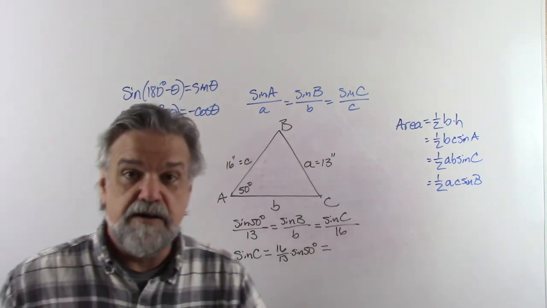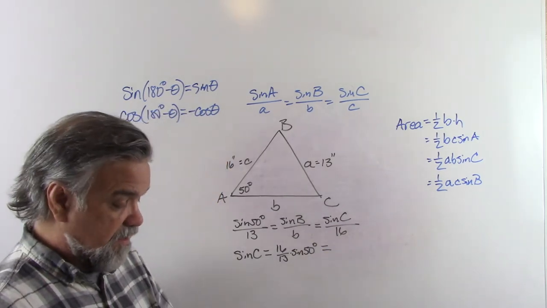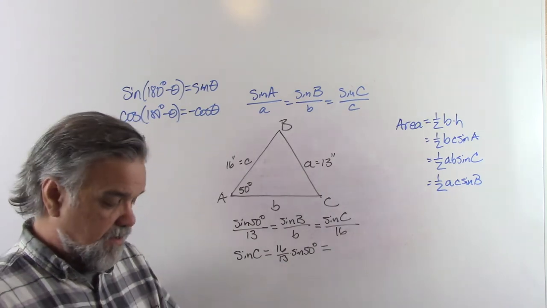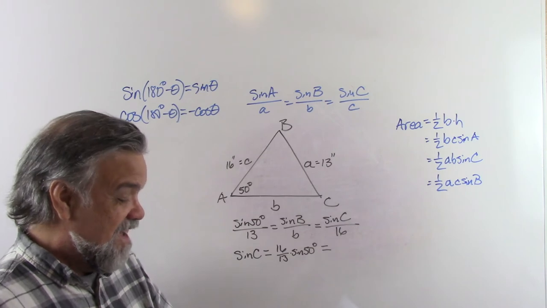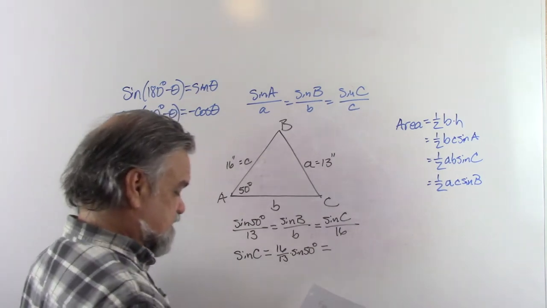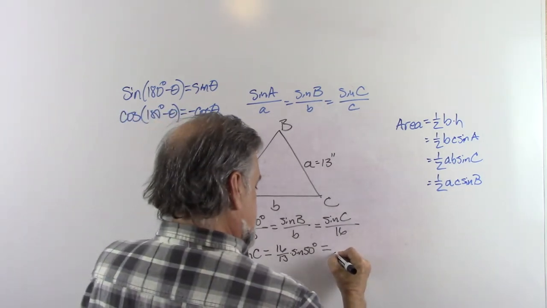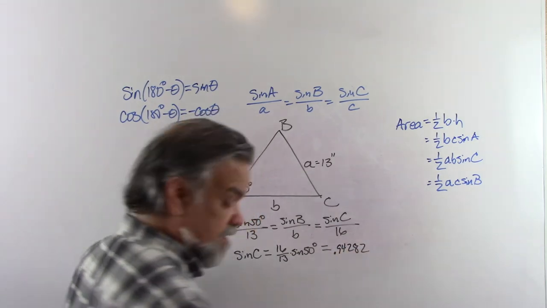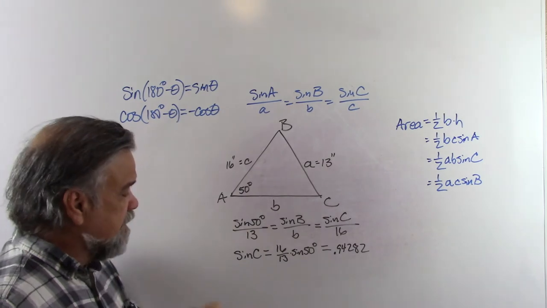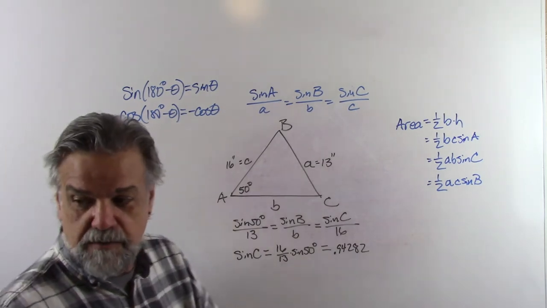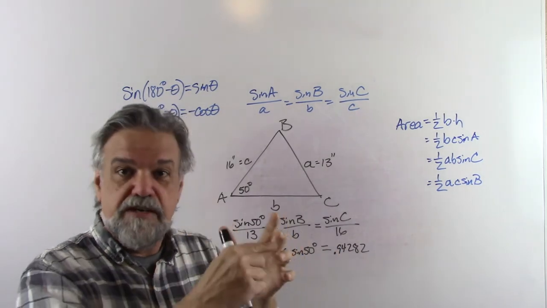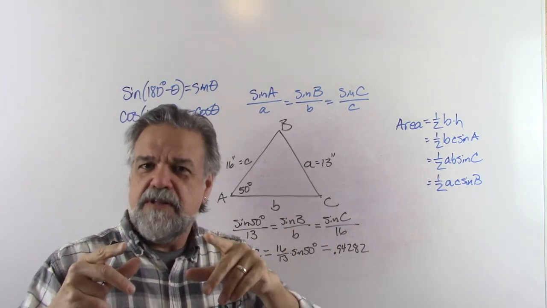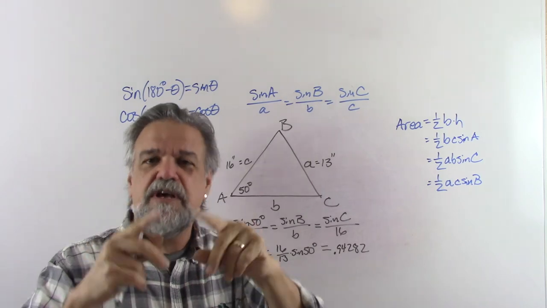Okay, I can do that. I can calculate the sine of... I hope I did. Okay, yes, I did. 16 over 13 times the sine of 50 degrees is approximately 0.94282. I'll take it to five digits. Okay, all right, well, I would just grab my calculator and do the inverse sine, okay? Have we talked about that yet? I think, yeah, we have talked about that, okay?